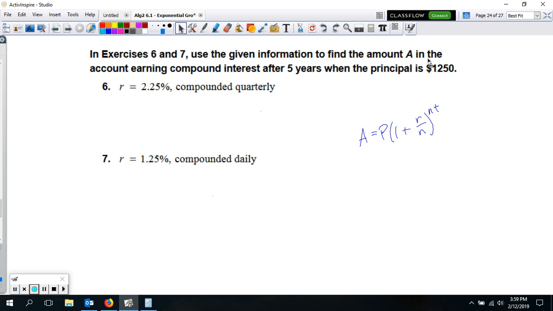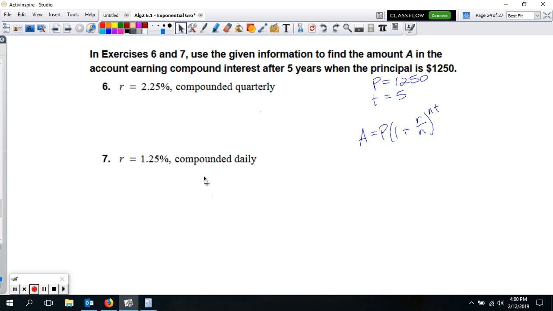Okay, so to start with the information up here, these 2 things, that's going to be 5 years and the principal is $1,250, is going to go for both number 6 and number 7. So our P that we're going to plug in for both of these is the $1,250, and the t for both of these is going to be 5.